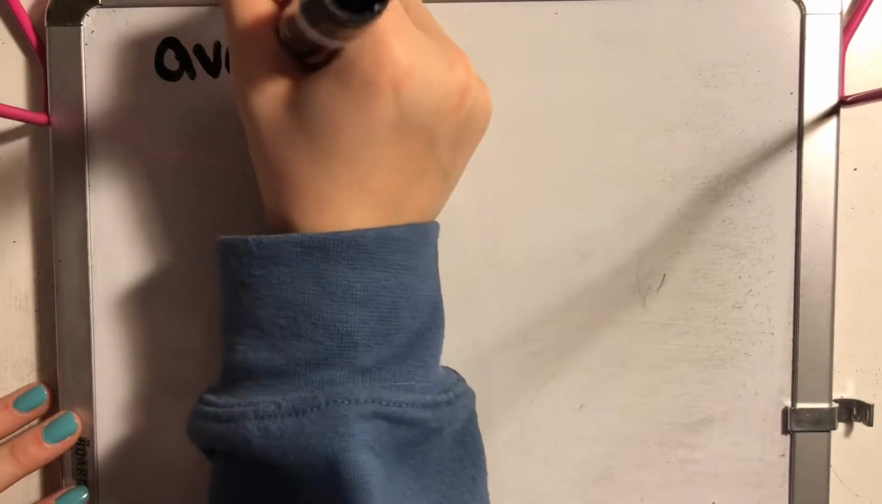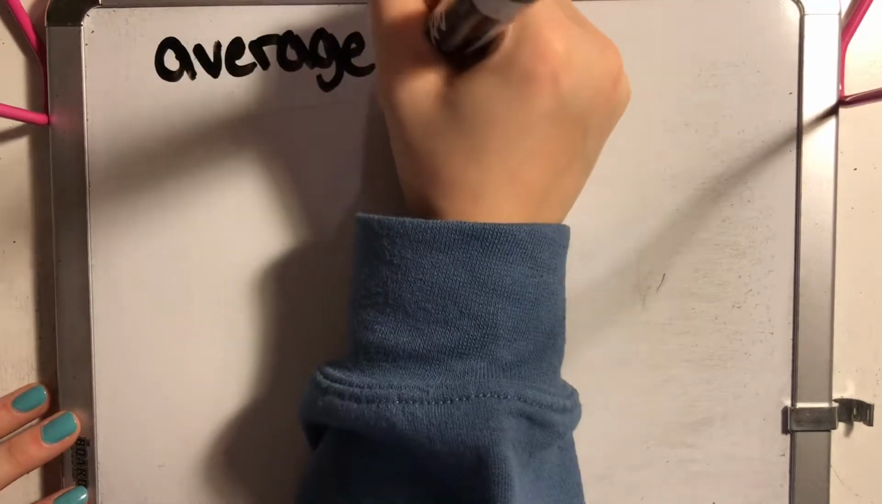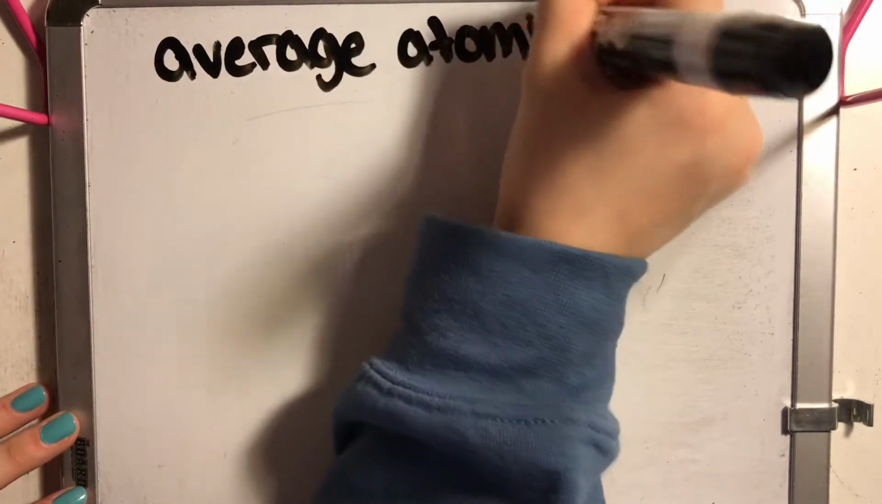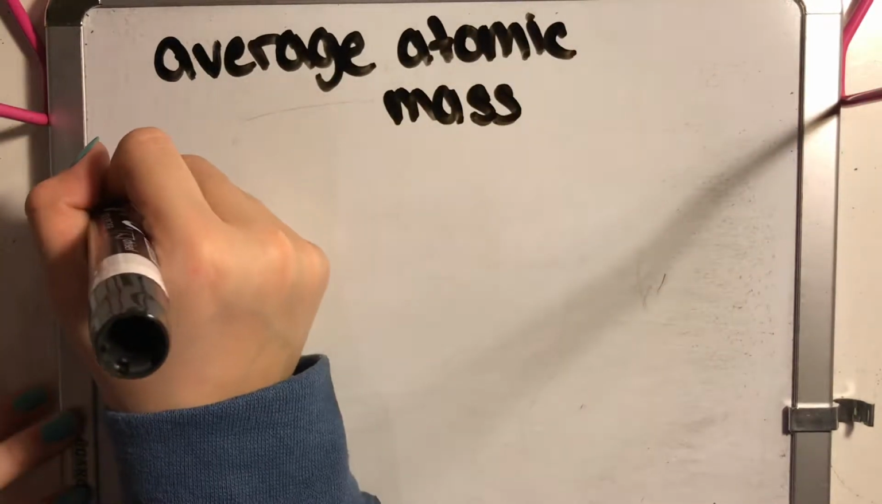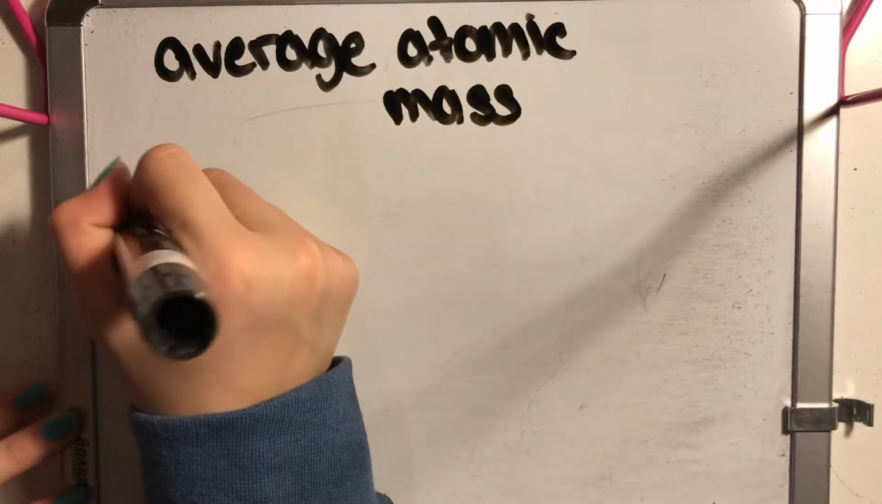Next is how to find the average atomic mass given different sample sizes. You find it by multiplying the percent abundance in decimal form by the mass of the element. Then you add that to the product of each pair of samples.